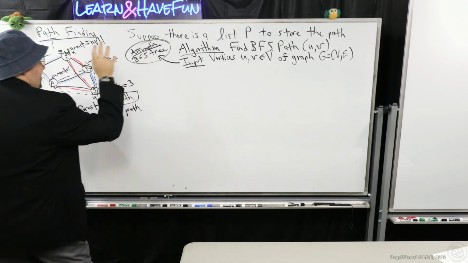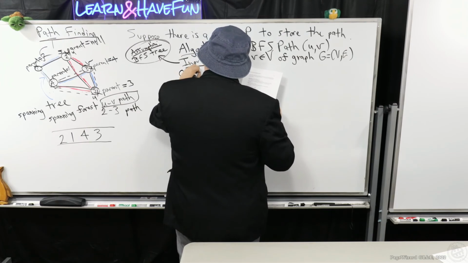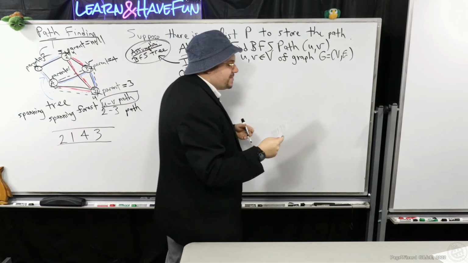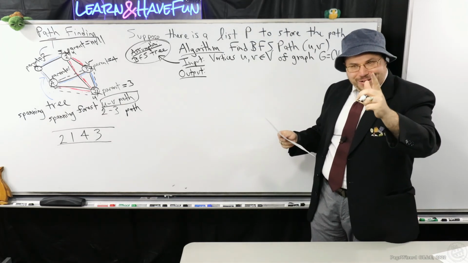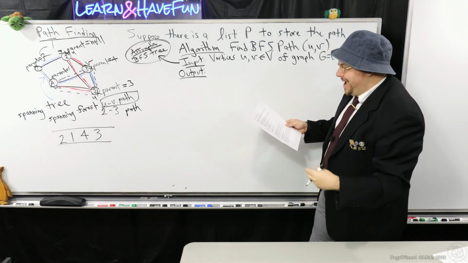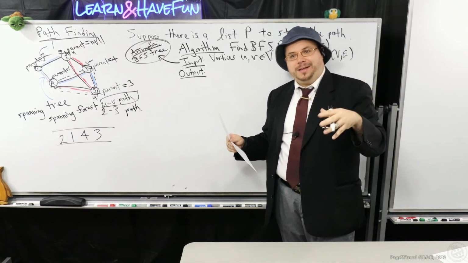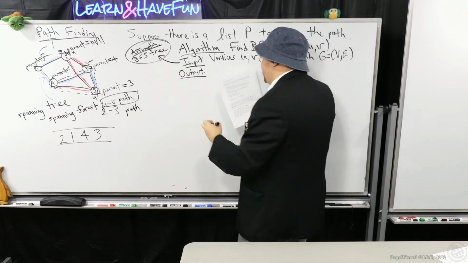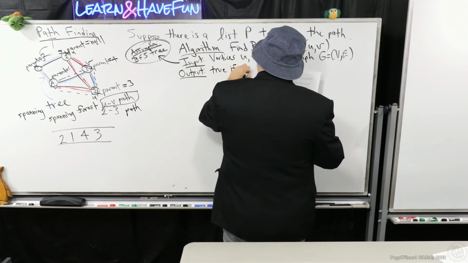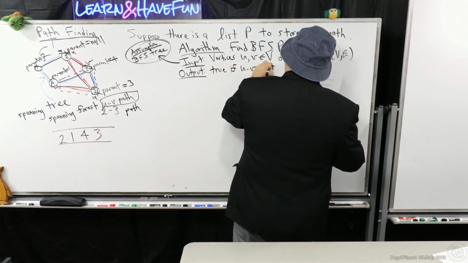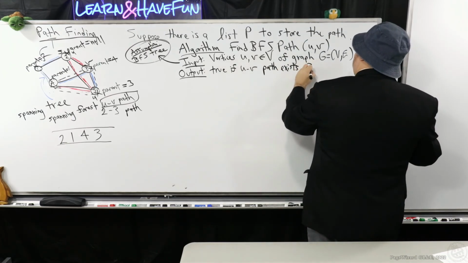So now we have our vertices. And what we're going to do is have it return true if the UV path exists and false if it doesn't. And I'm going to stress that this list P is going to store the pathway in terms of vertices. So true if we have a UV path that exists and false otherwise.